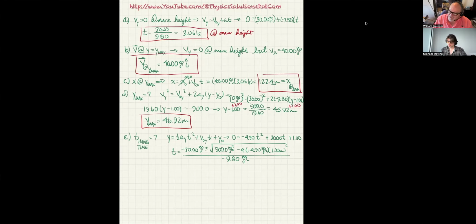Now, we know exactly what this is going to be. This time turns out to be 6.155 seconds. So that's equal to our hang time, which is also t aloft. And that's our answer for this part. Does that make sense?